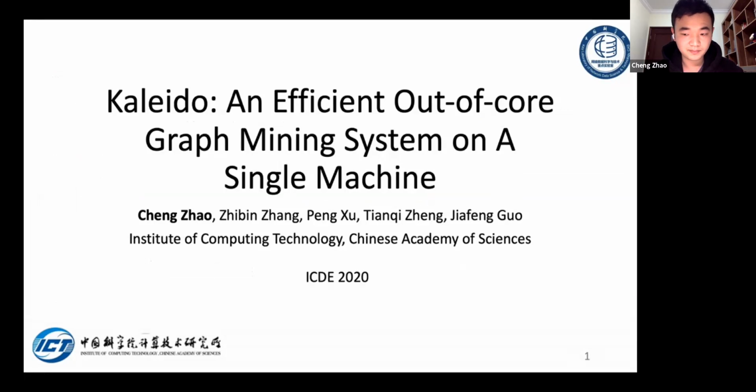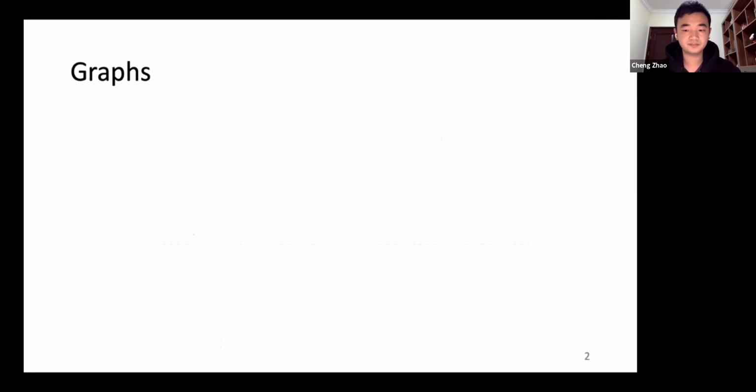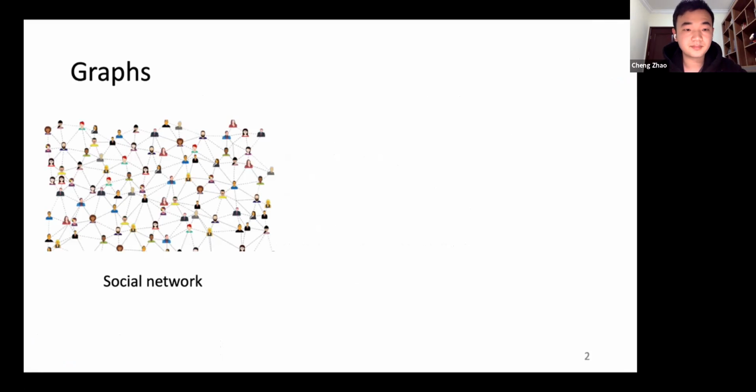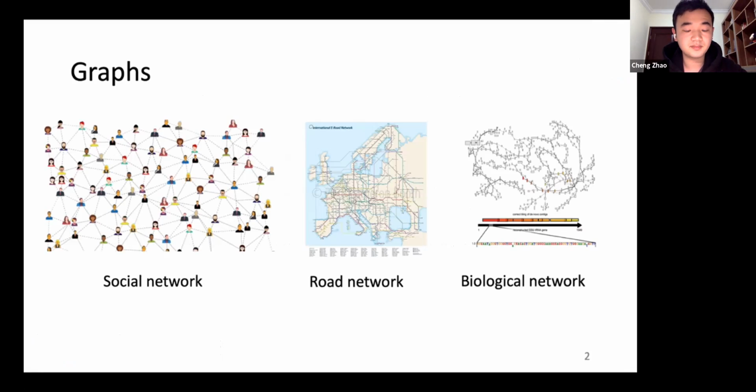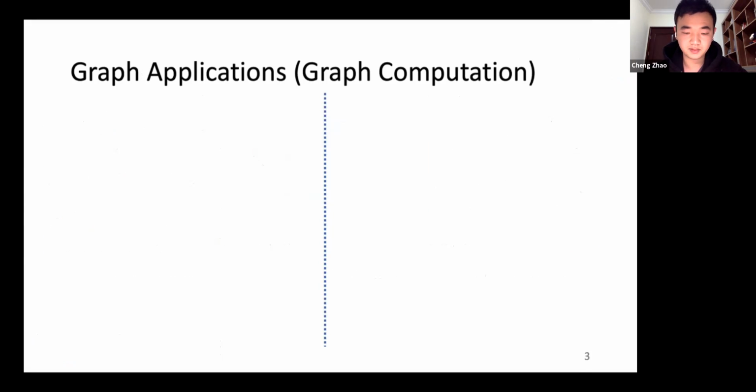Hello everyone, I'm Cheng Zhao. My report is Kaleido, an efficient out-of-core graph mining system on a single machine. Graph data widely exists in our lives, such as social networks, road networks, biological networks, and so on. Over these graphs, different kinds of tasks are defined to solve specific problems.